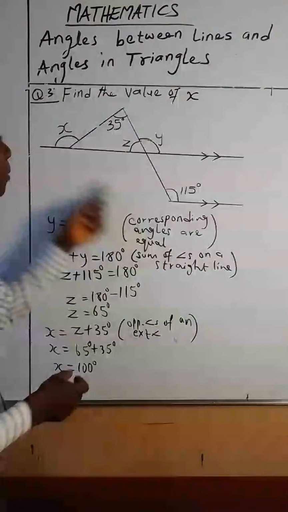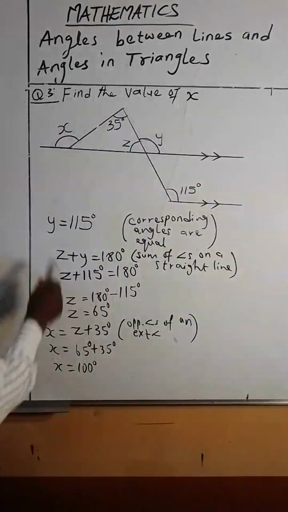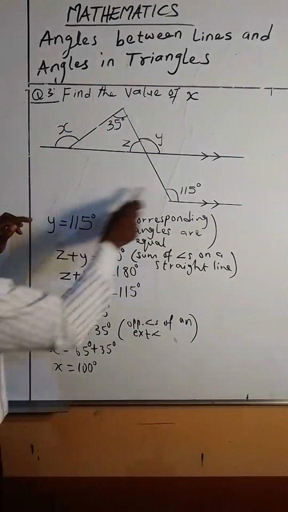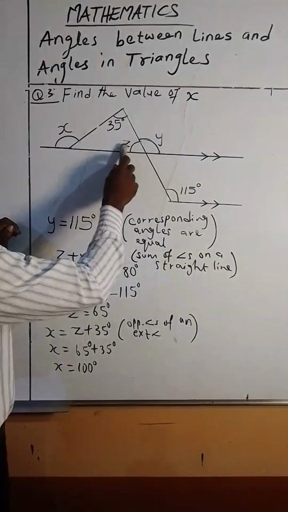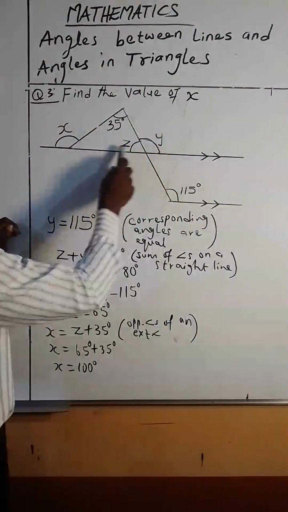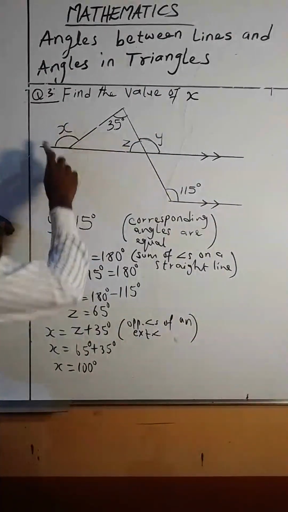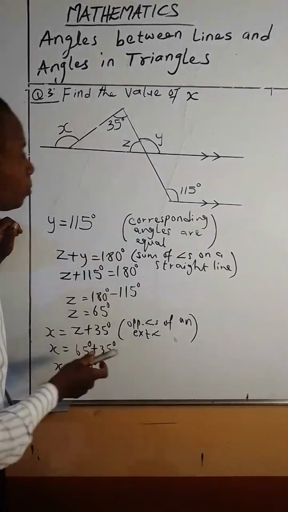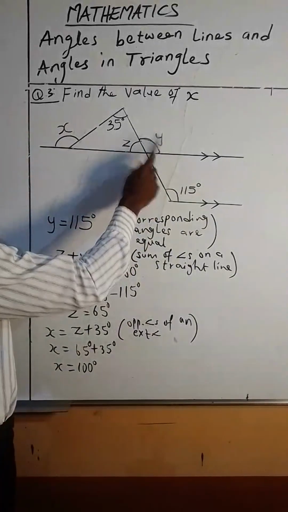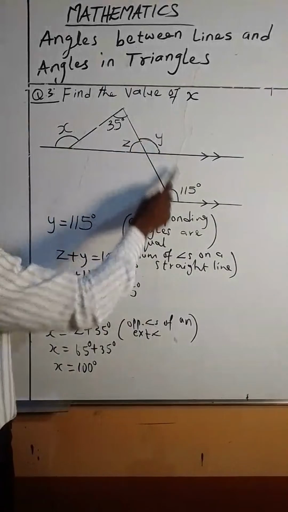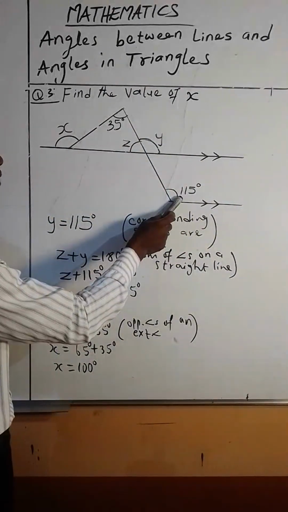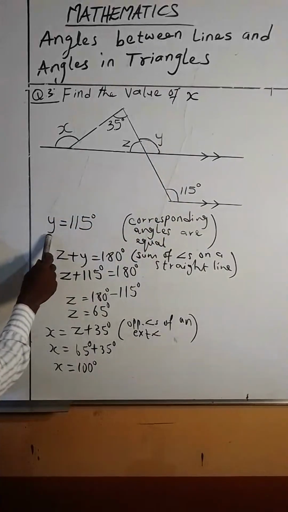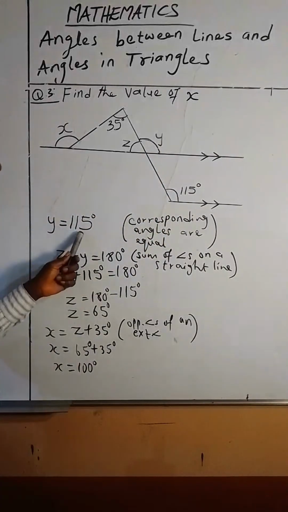There are other ways to do it. In this diagram here, we have y. We are not given y and z, but we decided to add them so that we can use them to find our z and x. So first, we begin with y. How do we get y? y is equal to 115 degrees.